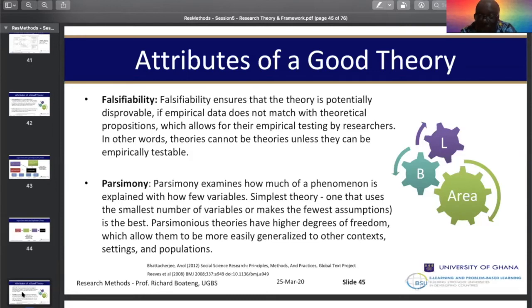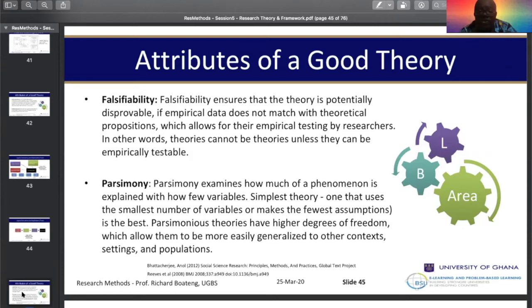Like I mentioned earlier, I mentioned political instability leading to unemployment, and the other ones. How are you going to test it? In which form are you going to put the variables so that they become testable? So a theory has the potential of being disproved so that others can challenge it.